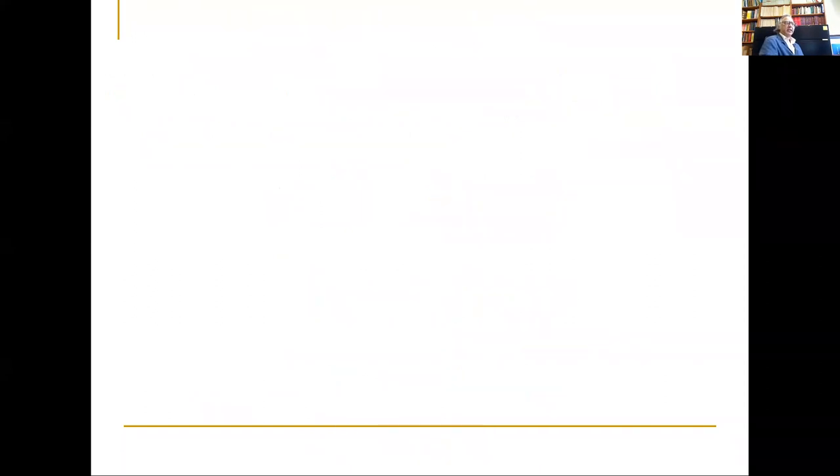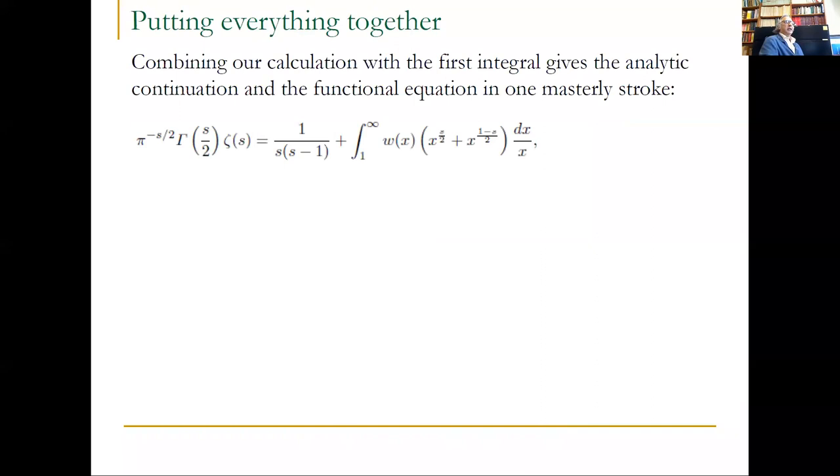So putting everything together and combining these calculations, you get pi to the minus s over 2, gamma of s over 2, zeta of s equals 1 over s(s minus 1), plus the integral from 1 to infinity of w of x, times x to the s over 2 plus x to the (1 minus s) over 2, dx over x. And so w of x is this truncated Jacobi function.